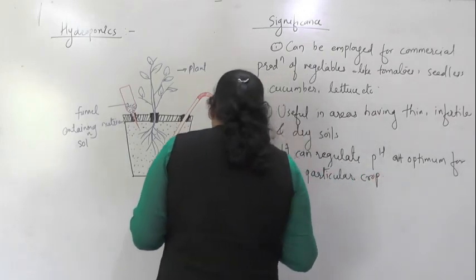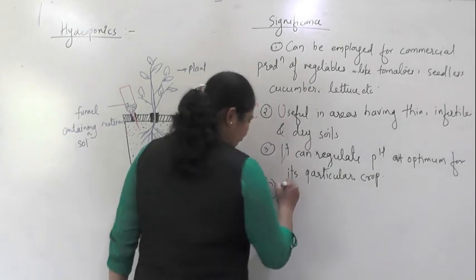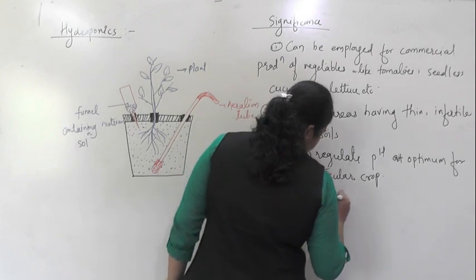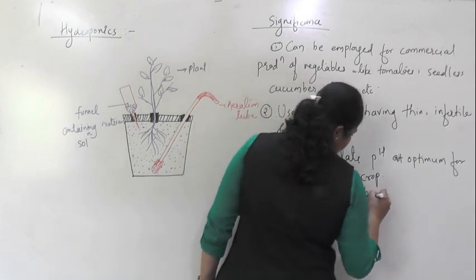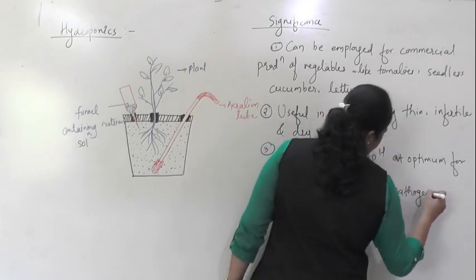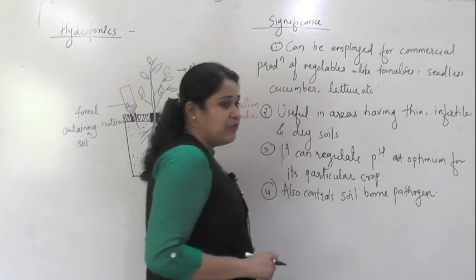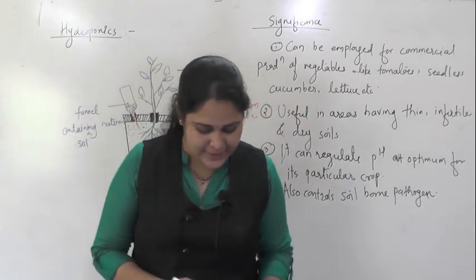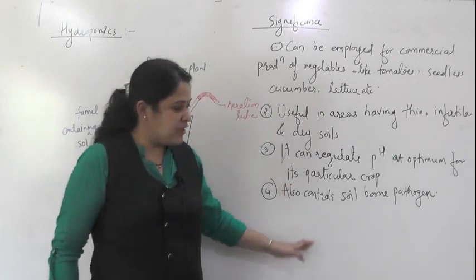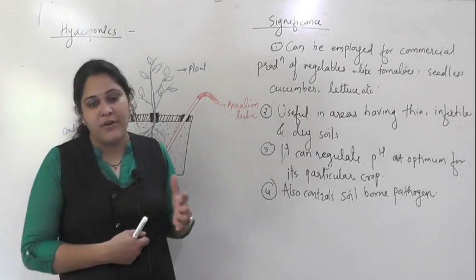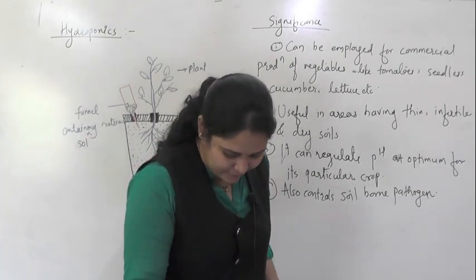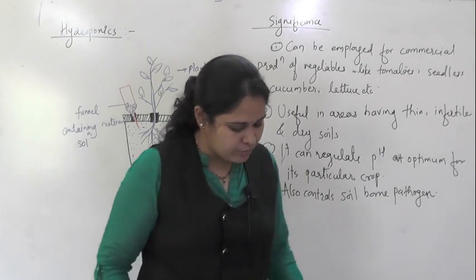It also controls soil-borne pathogens. We know that a number of bacteria are present in soil. They can infect the plant, but as it is a soil-less culture, it prevents the chances of contamination or infections caused by different pathogens. So these are the different significances and applications of hydroponics.